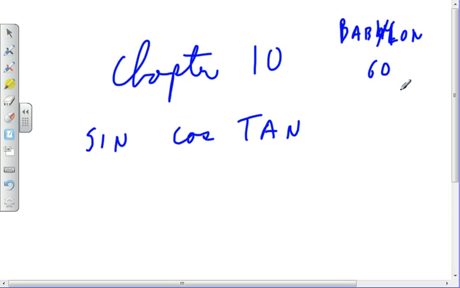Now, they didn't train everybody in math. The general population didn't know that, right? It was only the elite that knew that.